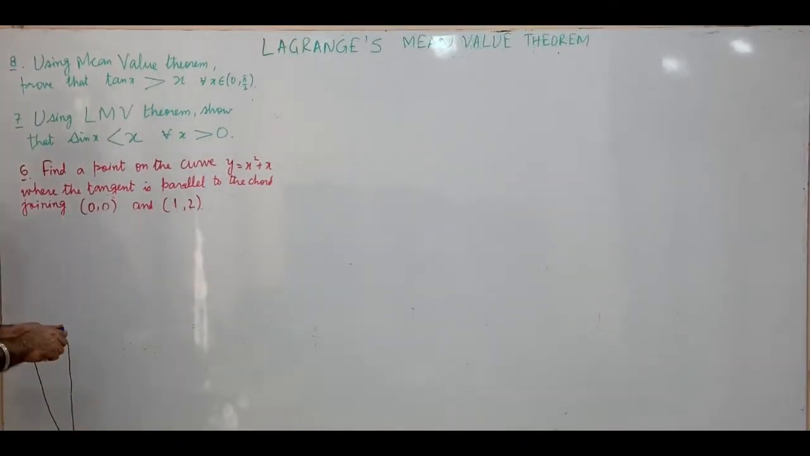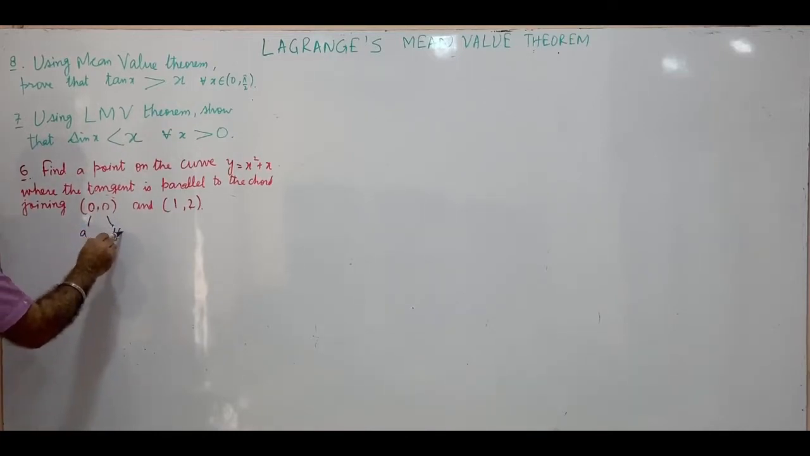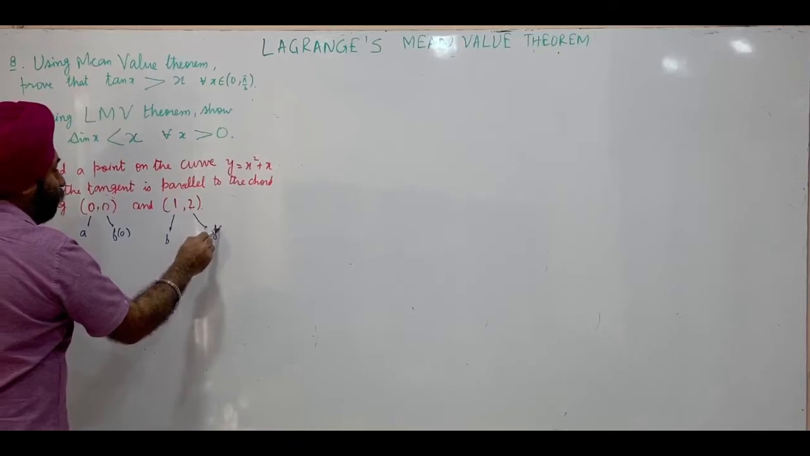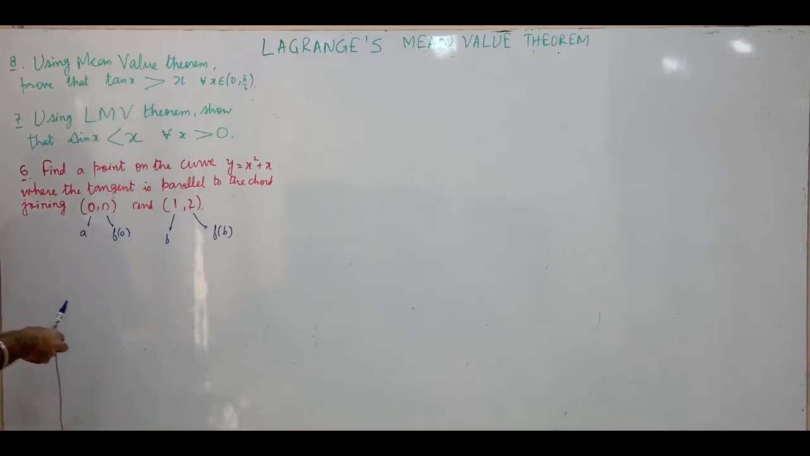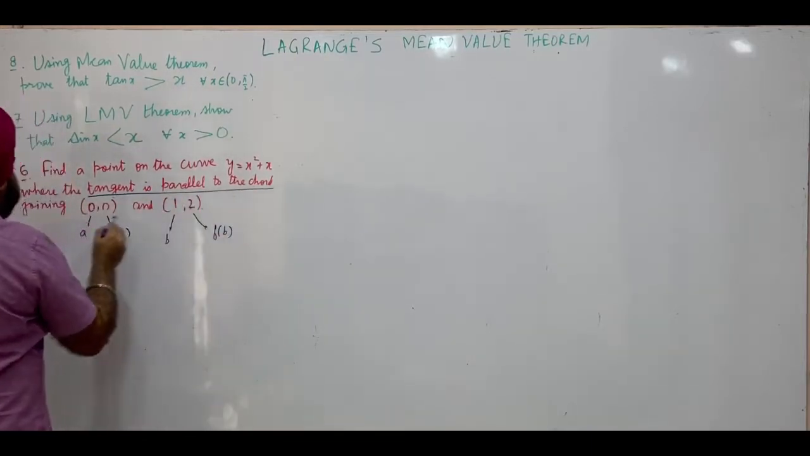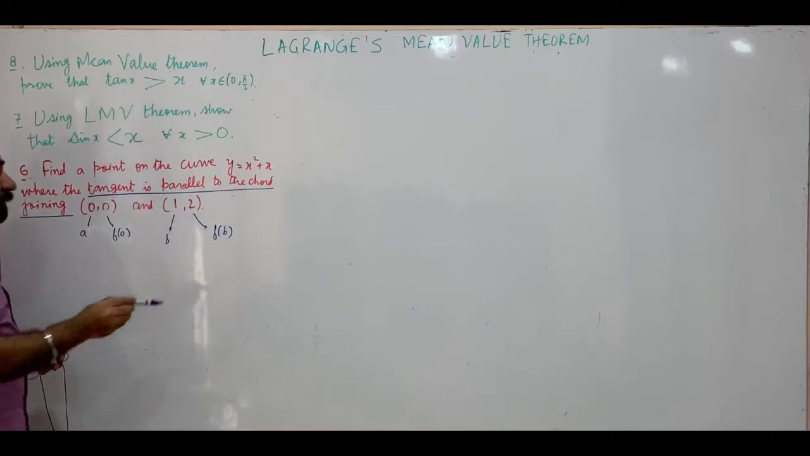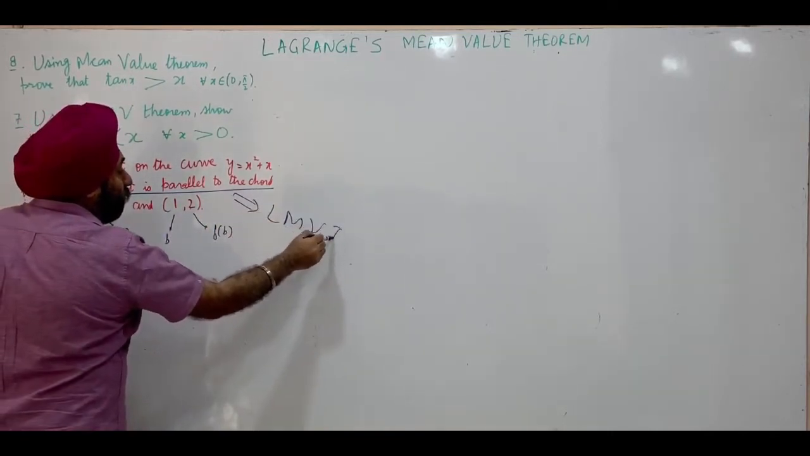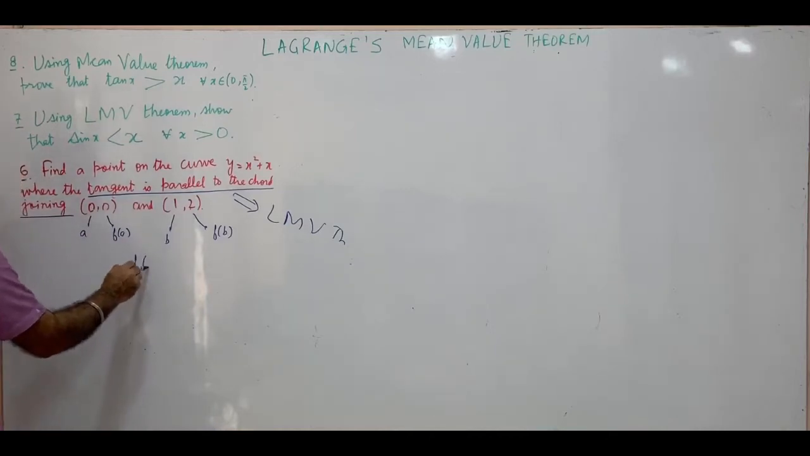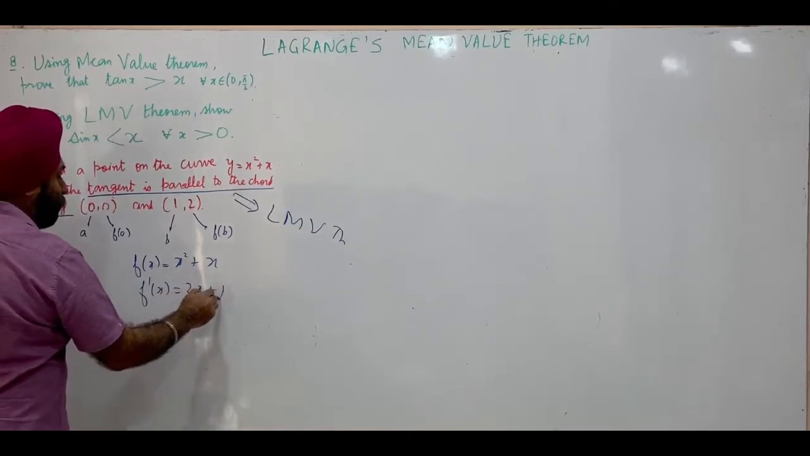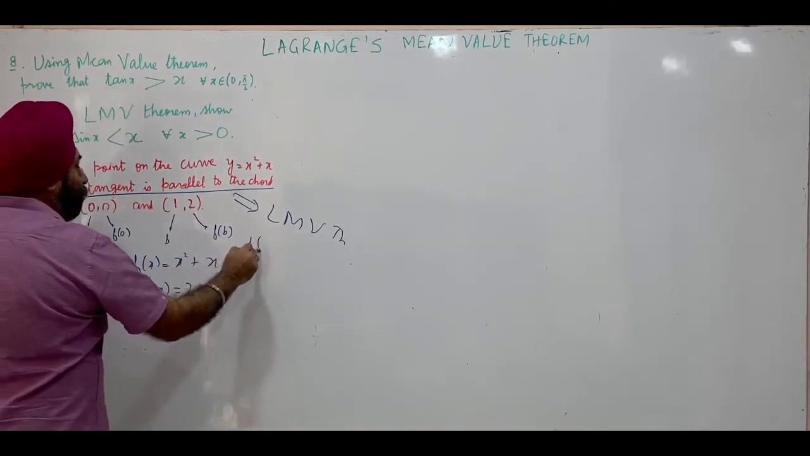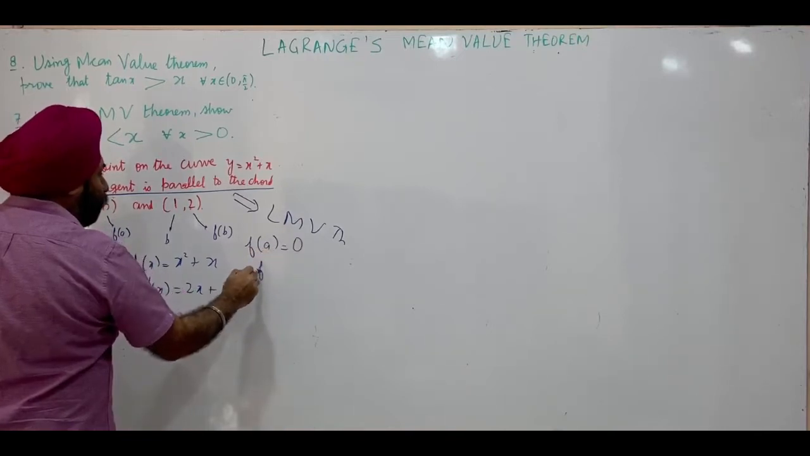Point on the curve where the tangent is parallel to the chord joining this and this. So this is A and this is f of A. This is B and this is f of B. There is no mention of the words Lagrange's mean value theorem, but this is guiding us. Tangent is parallel to the chord joining this and this means it's a question of Lagrange's mean value theorem. So f of x is x square plus x, and the derivative of the function is 2x plus 1. f of A is 0, f of B is 2.